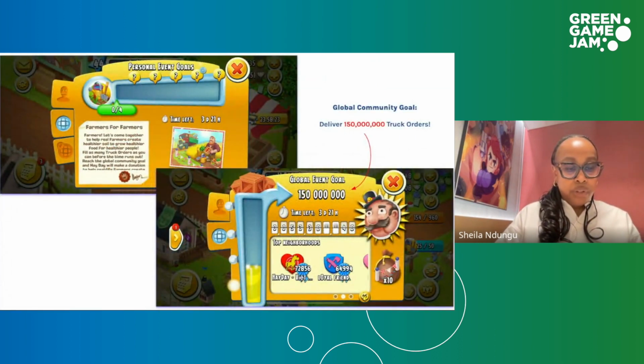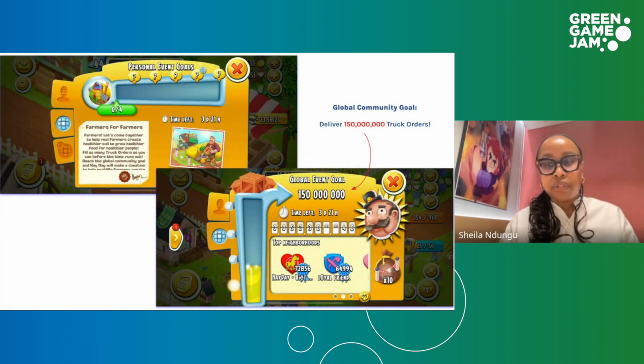For the in-game activation, we asked our players to deliver as many truck orders as they can. This is an in-game event system that already existed, so we repurposed it and themed it around this Farmers for Farmers event. We asked them to fill 150 million truck orders, so a community goal. If they reach the goal, Heyday promised to make a donation to the Rodale Institute to help real-life farmers learn and create healthier soil to grow healthier food.